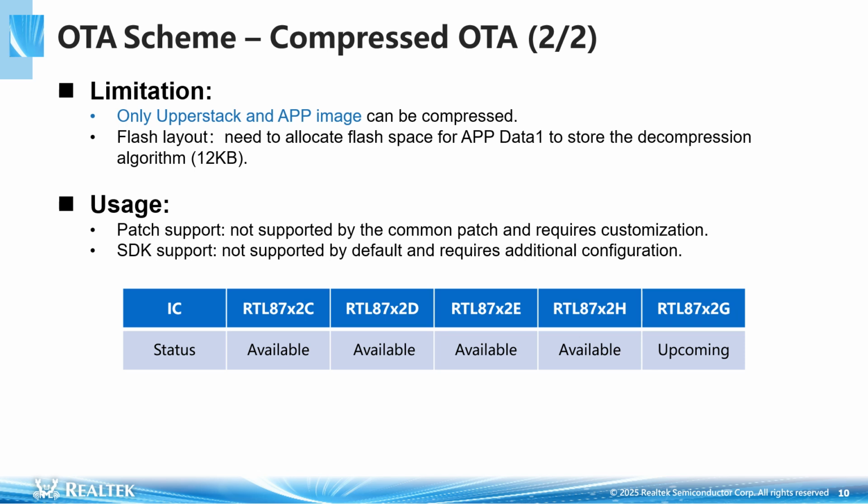Regarding the usage of this scheme, the first aspect is patch support. The common patches do not support this feature and require customization. Next is SDK support. By default, the SDK does not offer support for this compression scheme, so additional configuration is necessary to enable the related features. In terms of IC support, the OTA compression scheme is currently supported by RTL87X2C, D, E, H. Support for RTL87X2G will be provided in future versions.